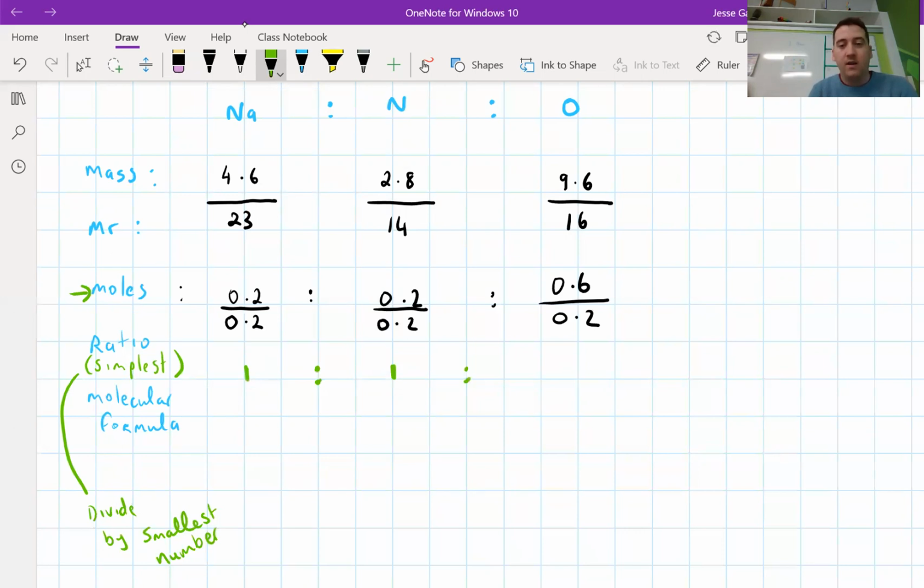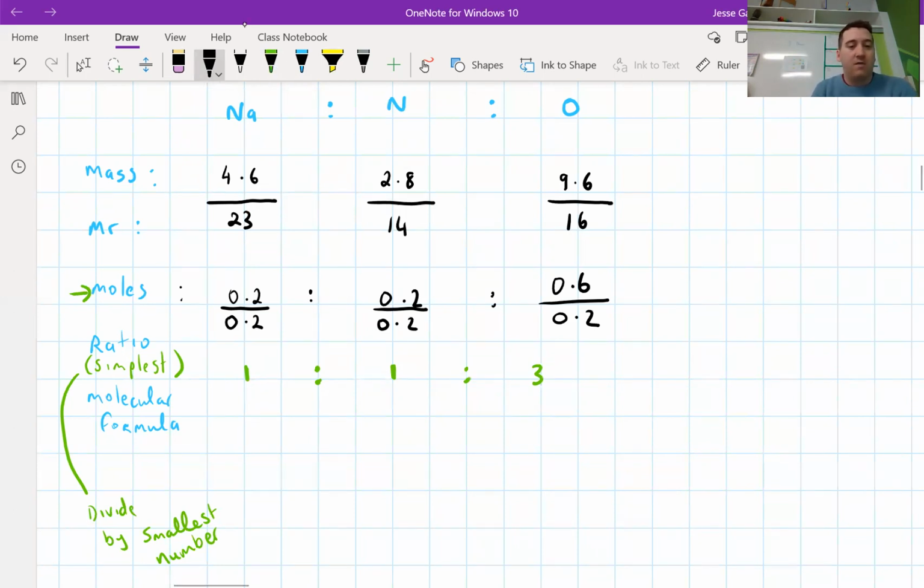And then on this line, if you do this one, go ahead, pause the video and do it. Some of you will be able to do it in your head. 3. Now, so 1 is to 1 is to 3, and that is a simple whole number ratio, okay? You can't make this any simpler. There's no common denominator that makes these any simpler and keeps them whole numbers.